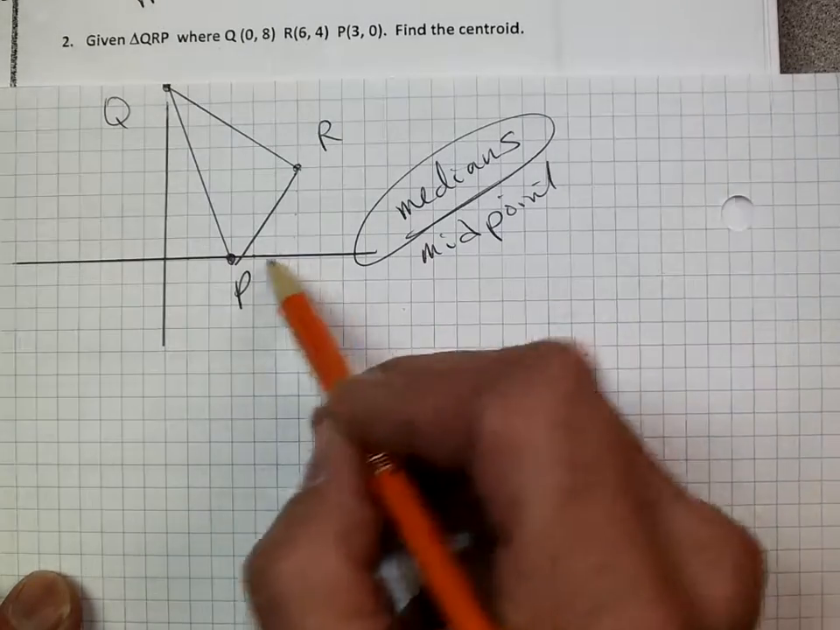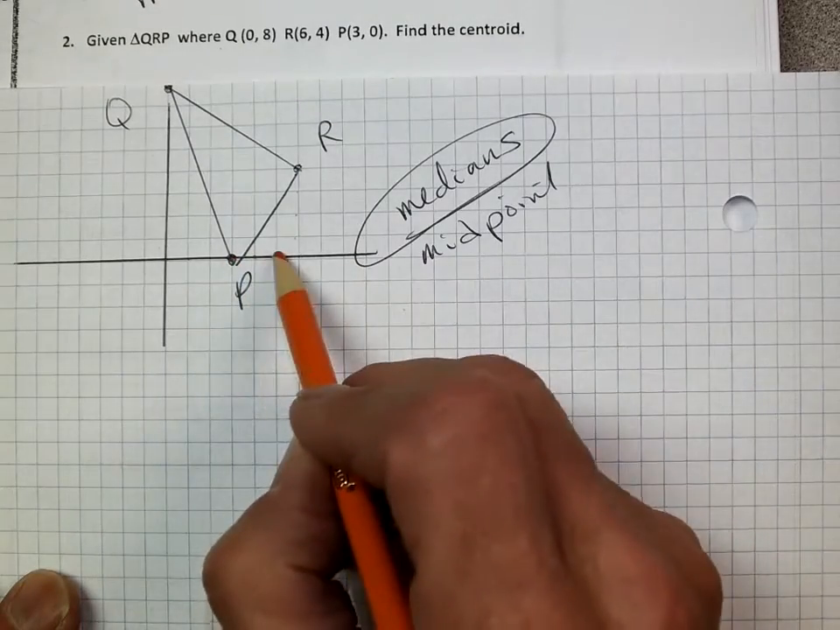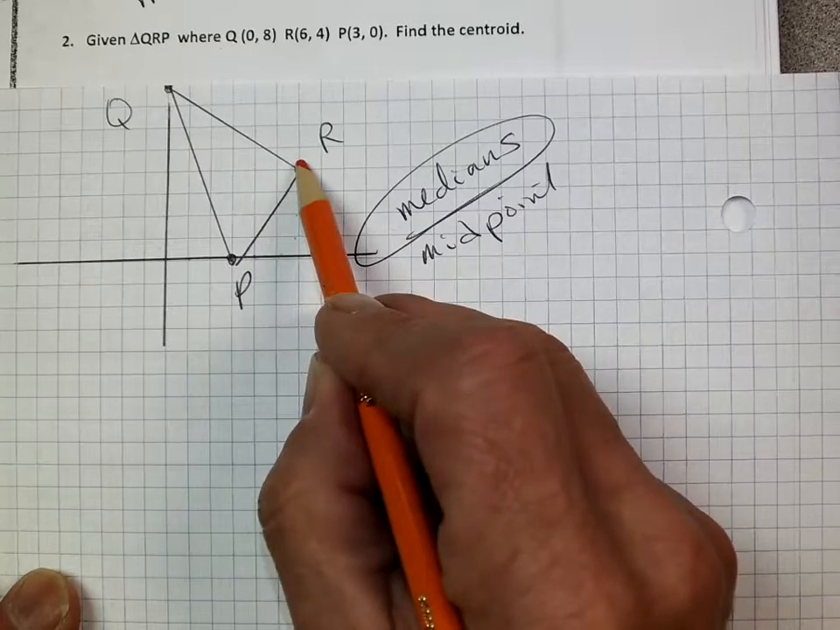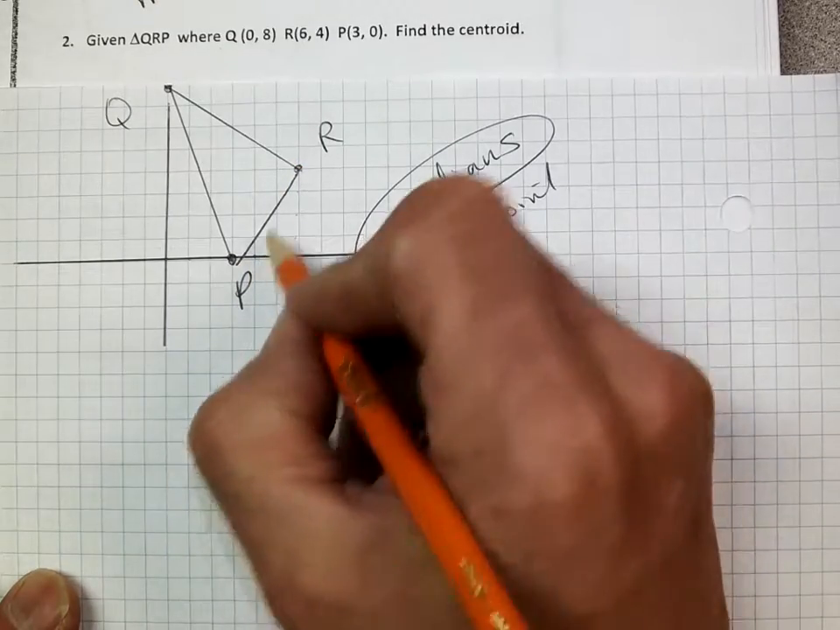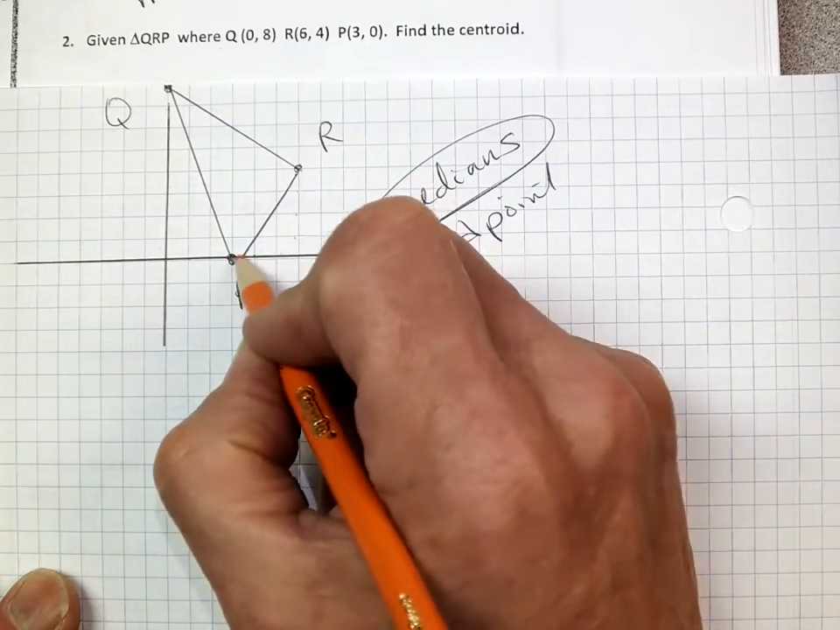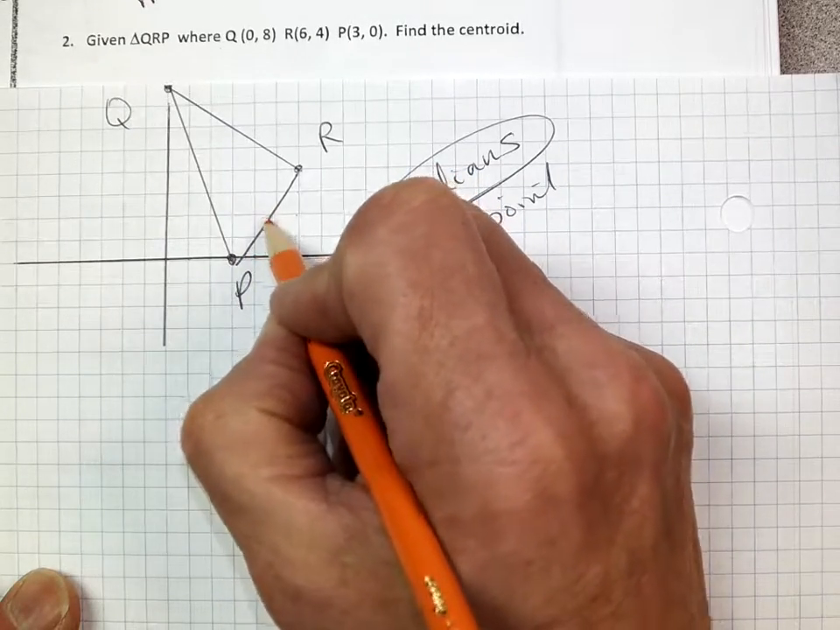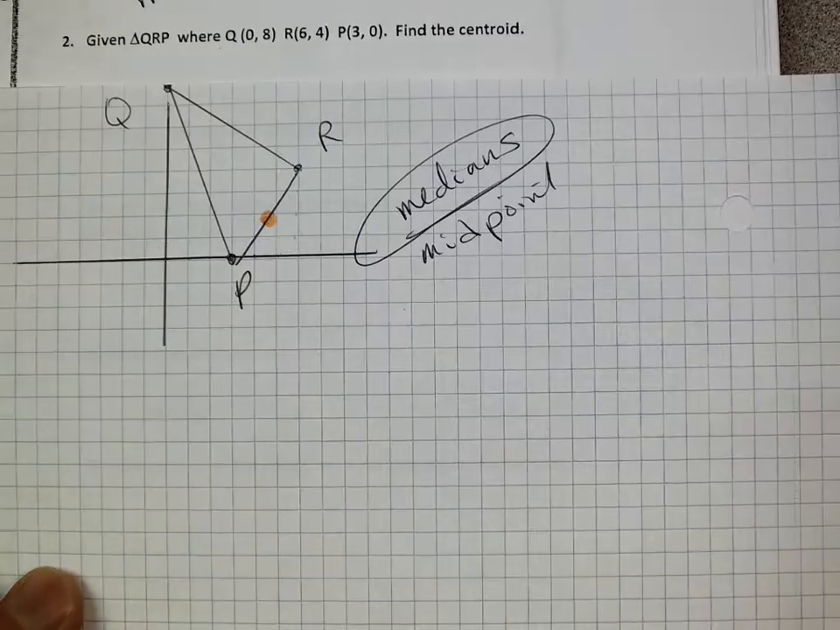So let's see, from here to here, I'm going to go over 1, 2, 3, 1, 2, 3, 4. I'm going to do half that, so I'm going to go 1.5 and then 2. So there's the midpoint right about there. I go over 1.5 and up 1, 2. It's right about there. There's my midpoint, okay?